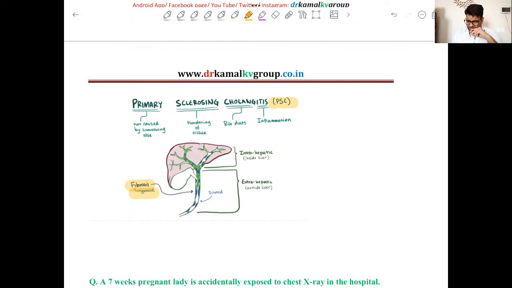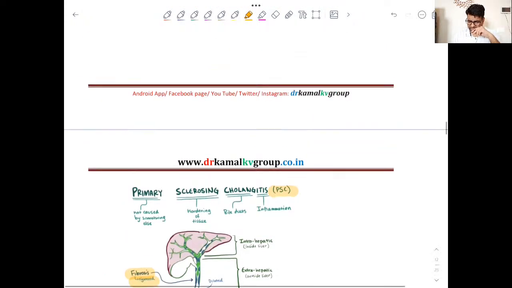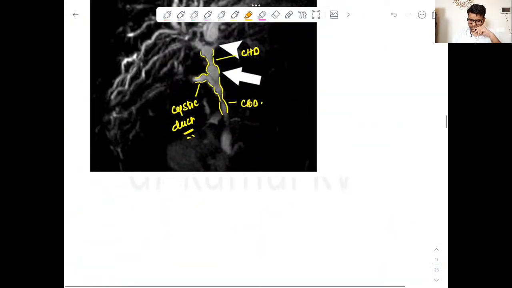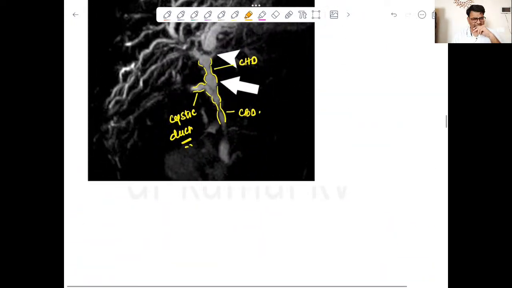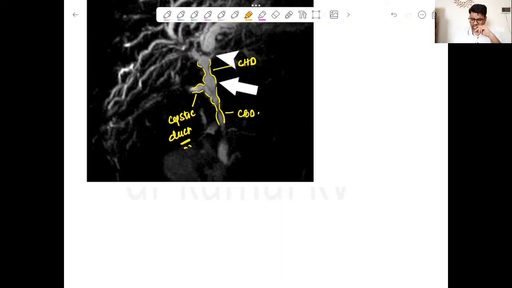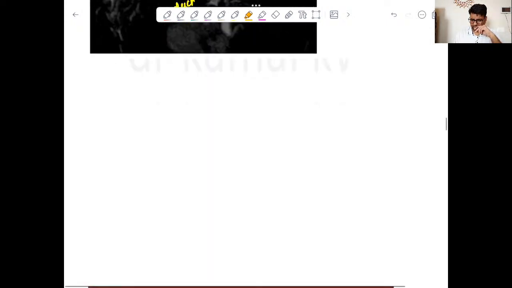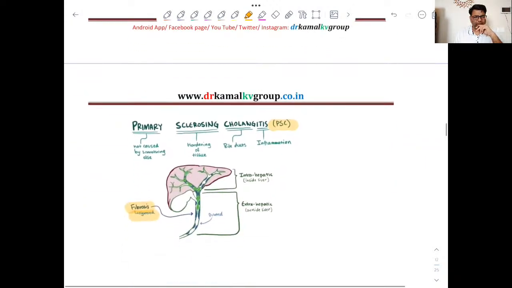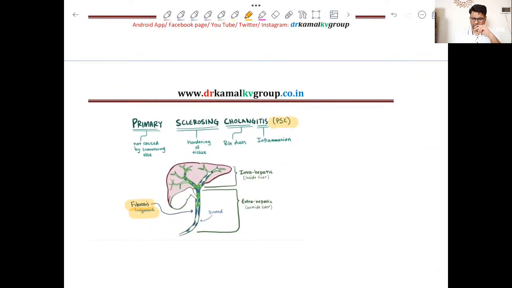So yes, this is primary sclerosing cholangitis, right? I think there is not much help from the question statement, and you have to simply focus on the MRCP image to get to the answer. So this is PSC, or primary sclerosing cholangitis, right?